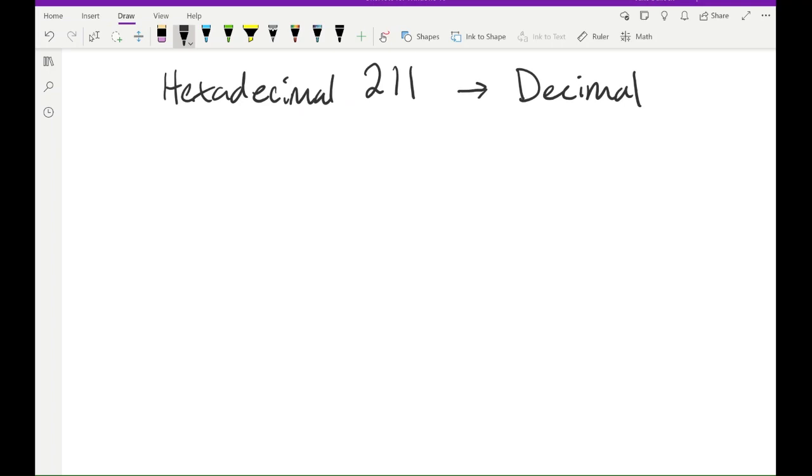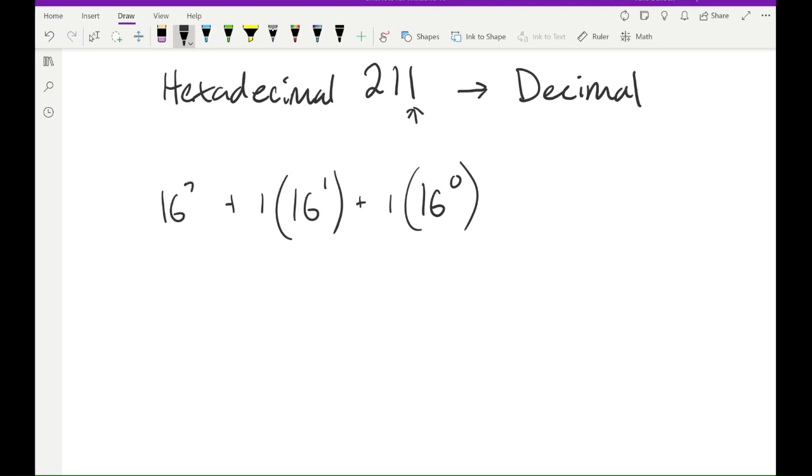Here I'll be converting hexadecimal 211 to decimal. So I'm going to start on this side. And that first base will be 16 to the power of 0, which we have 1 of, plus 16 to the power of 1, which we only have 1 again. And then we'll do 16 to the power of 2, and here we have 2 of those. And this comes out to 529, and that's our answer in decimal.